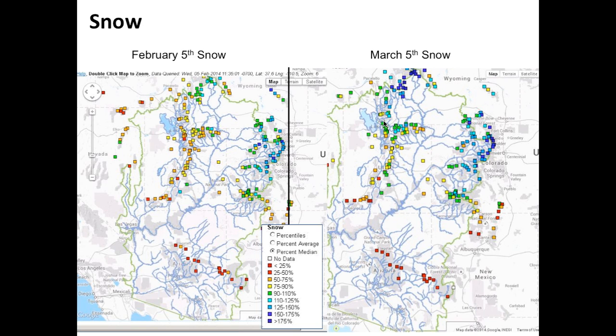Next up, we're going to take a look at the snow. And there's definitely some dramatic changes between early February and early March. We'll look at some of these in a little more detail in a moment. Most notably the upper Green.